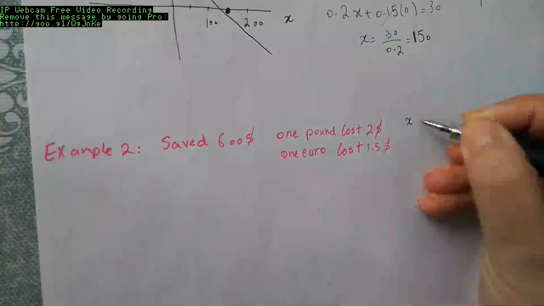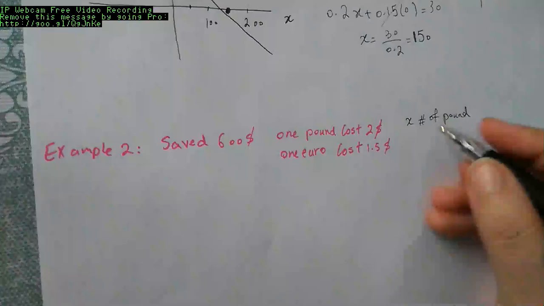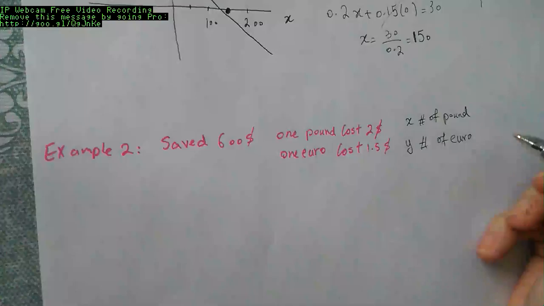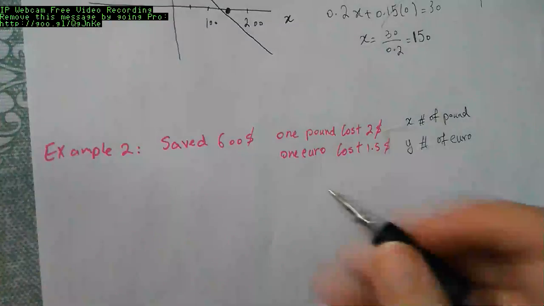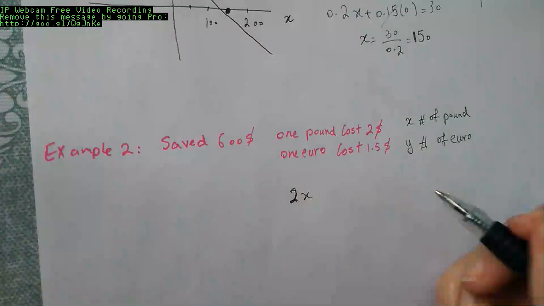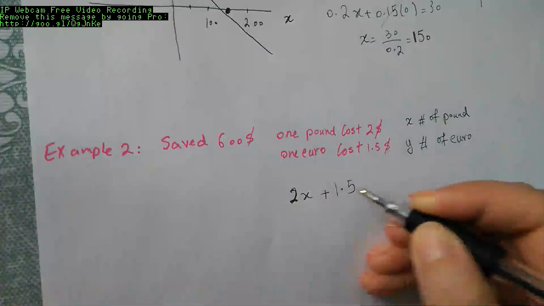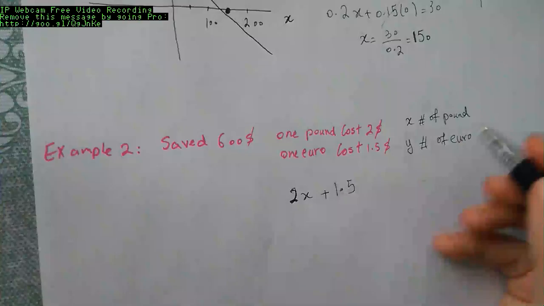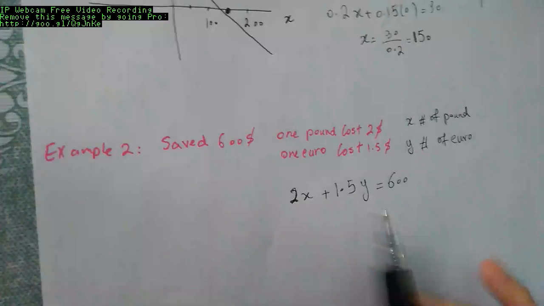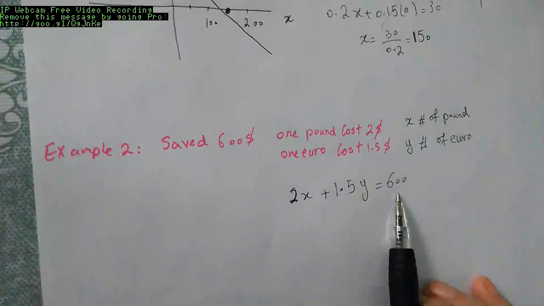Of course, if x is the number of pounds you can buy and y is the number of euros you can buy, the equation is going to be 2x, where x is the number of pounds and the 2 is the cost of that, plus 1.5 multiplied by the number of euros you're buying, should be equal to 600, right? This is the cost of buying them. It shouldn't be more than 600. It exactly should be 600.